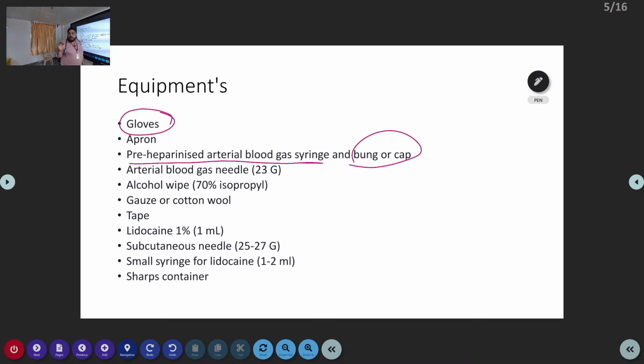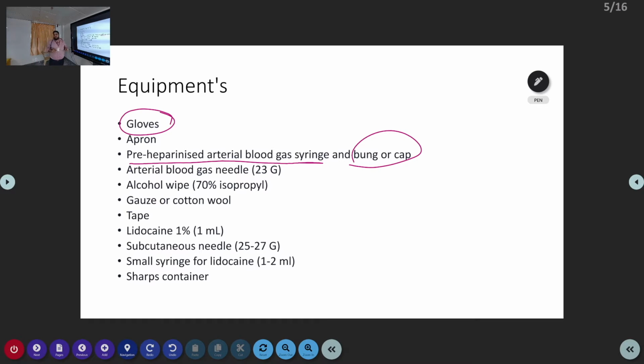Have you seen the new pre-heparinized syringe which has a small cap? So that is the bung or the cap. Why are you having that? After the procedure you need to close that. Why are you closing that? So it will not have contact with the atmospheric air. So that is the most important thing. So you need to have a cap for that also.